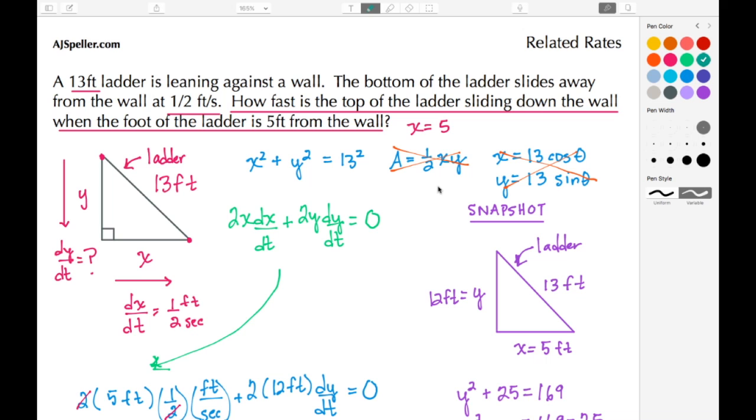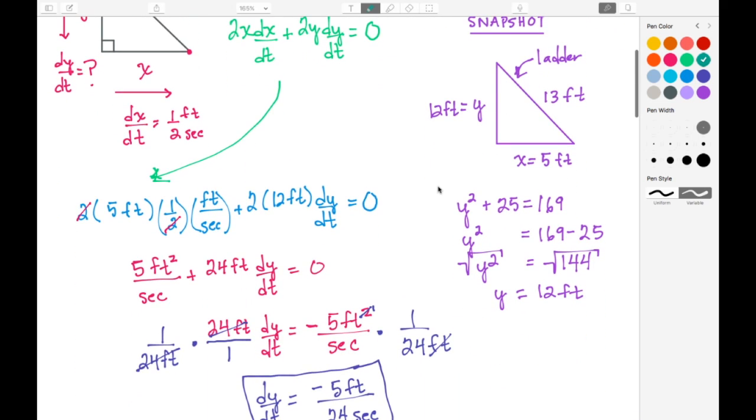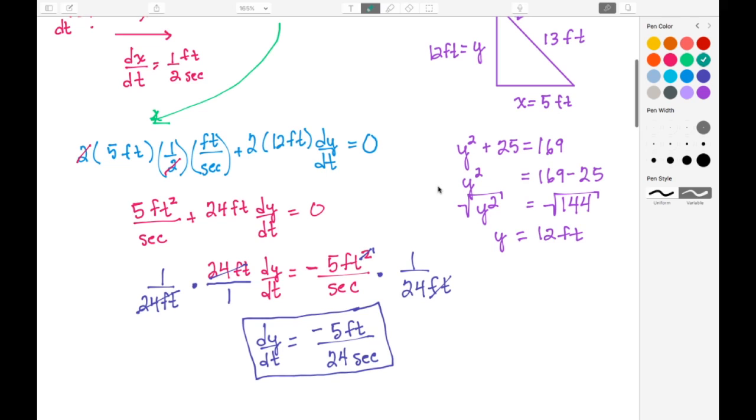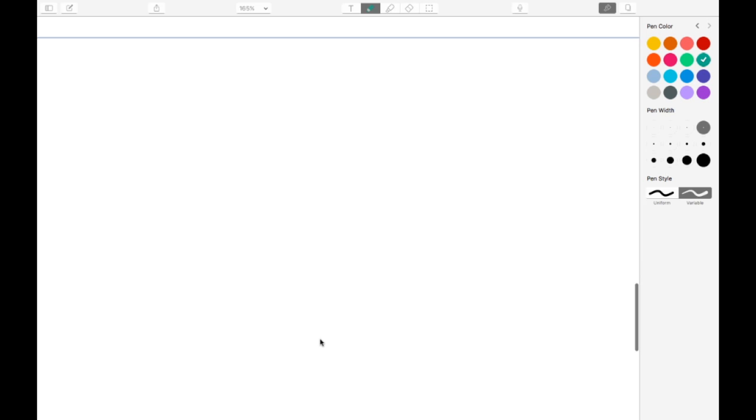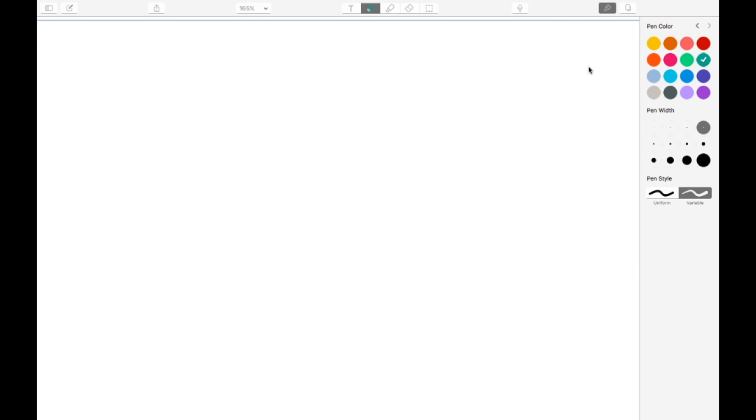In this tutorial, we're going to use a different graphing tool to model what's going on. Analytically, we found that the top of the ladder, dy/dt, is moving at the rate of negative 5/24 feet per second. Before we get into the modeling tool, let's look at the equation we used to relate to this problem. We said that x squared plus y squared is equal to 13 squared, where 13 symbolizes the length of the ladder.